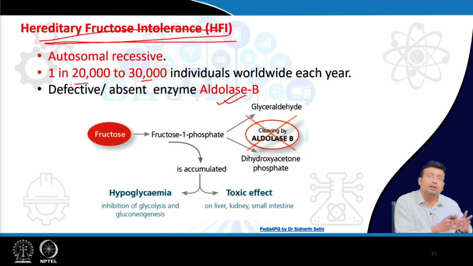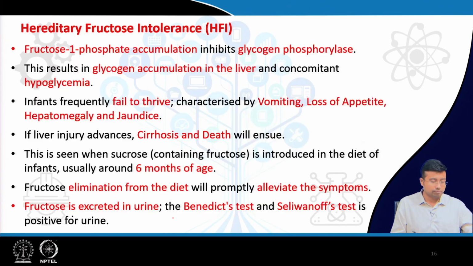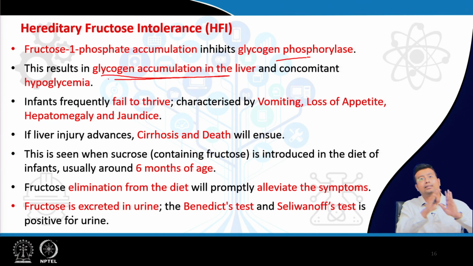Just like the concept of galactosemia, over here, since aldolase B is deficient, fructose 1-phosphate is accumulated, it will inhibit glycolysis and gluconeogenesis, it will get accumulated in multiple cells, and that will lead to all the symptoms, okay. Just relate with, if you have understood galactosemia, you will easily understand hereditary fructose intolerance. So, fructose 1-phosphate accumulation inhibits glycogen phosphorylase and glycogenolysis is inhibited. This results in glycogen accumulation in the liver, just like galactosemia, okay.